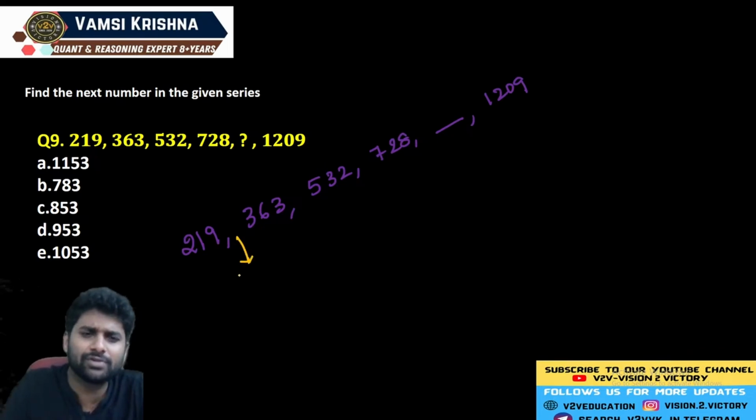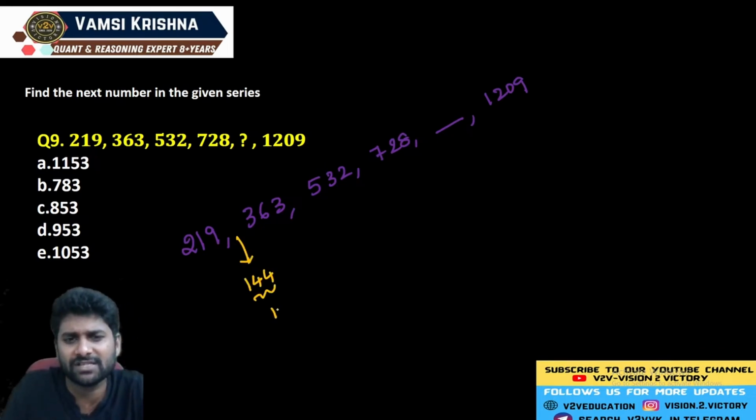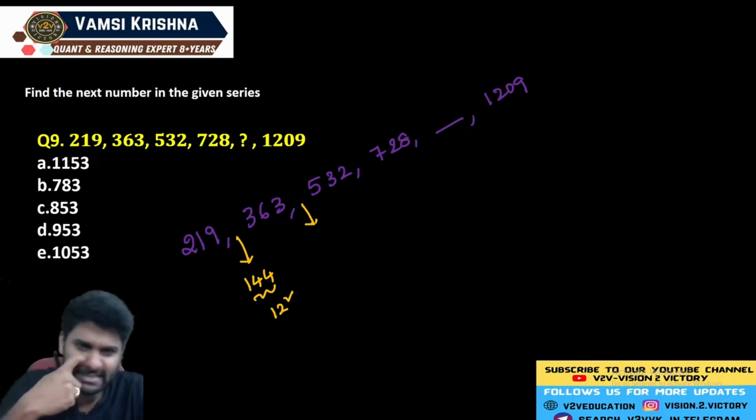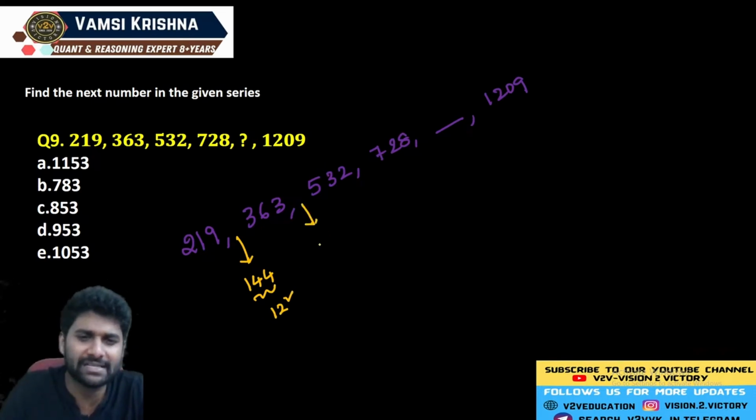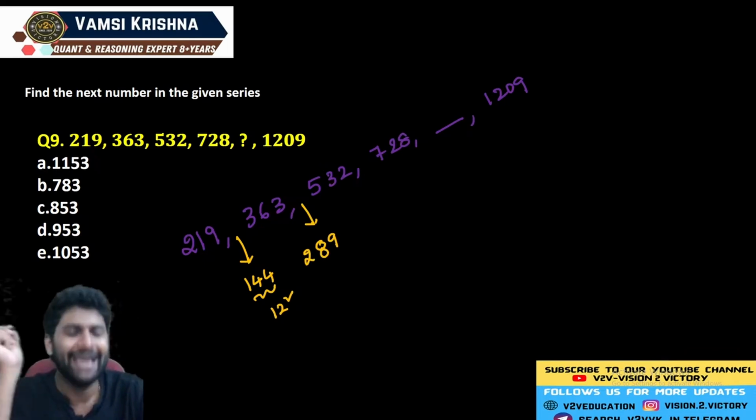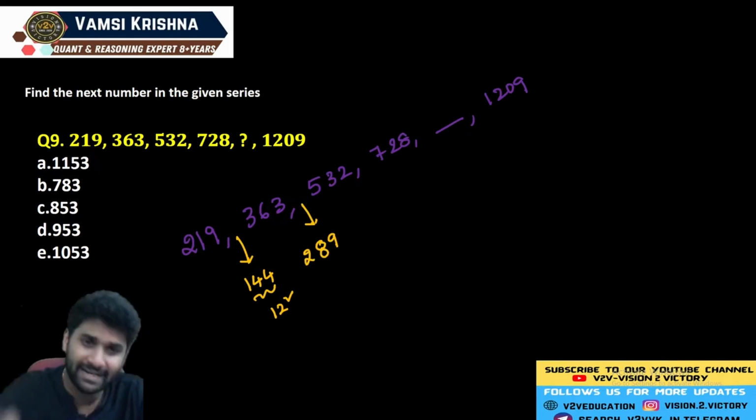Now see. The difference of these two numbers is 144. Guys, while seeing 144, definitely it's a 12 square value. It's a 12 square value. Now just find the difference here, 363 and 532, guys. So it's a value of 9. For example, 12 minus 3 is equal to 9, 14 minus 6 is equal to 8, and definitely this is 289. It's a difference of 289.